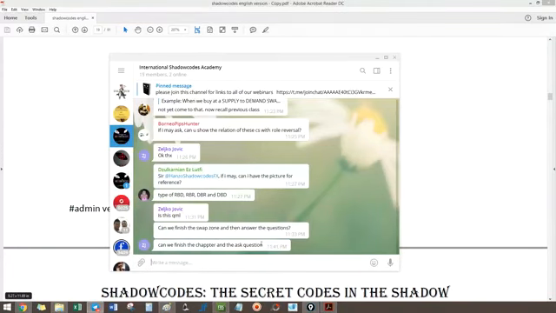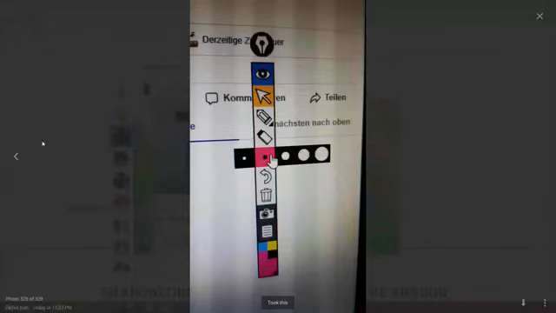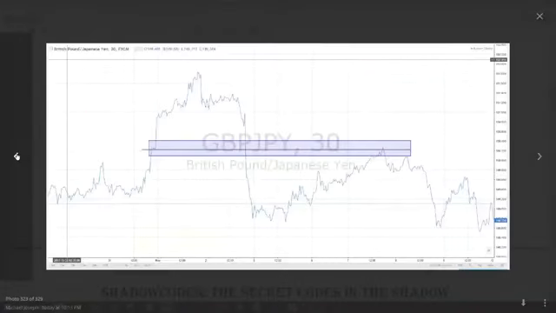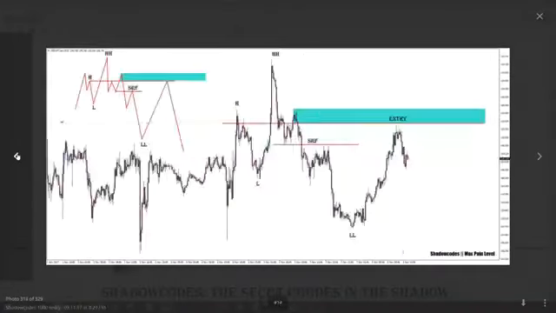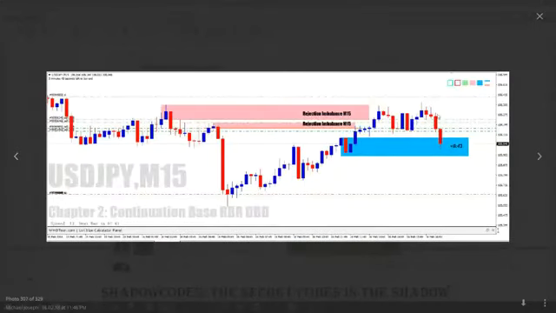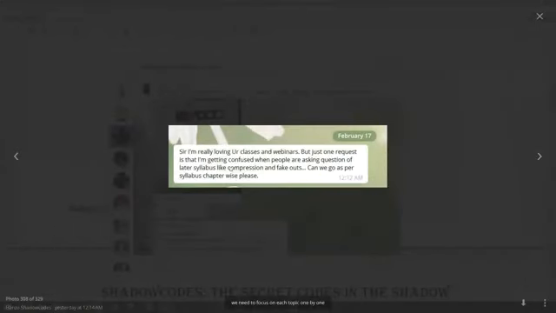Can we finish the chapter and ask question? We will. You can only ask question regarding the current topic. Okay, because look, wait. Look at this. Can we go as per syllabus chapter wise?